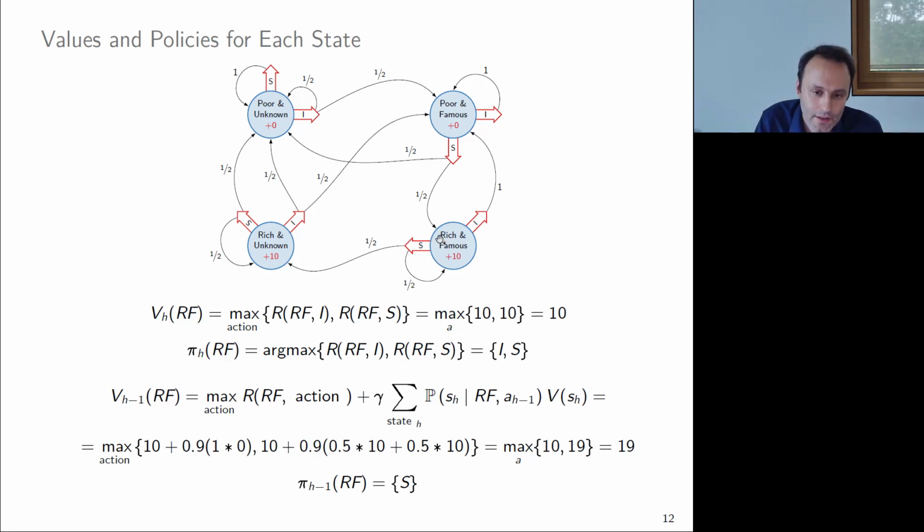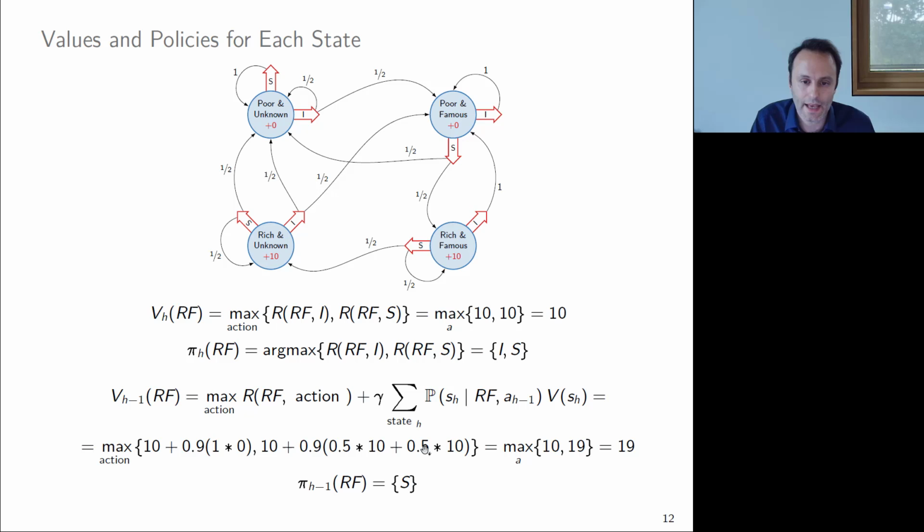So we get only a 10 in that case if we invest. But if we save, then we collect the 10 and have a 50% probability to collect the 10 in the future period by being rich and famous, or another plus 10 by being rich and unknown. So we have 0.5 times 10 plus 0.5 times 10, which is 10. We discount this by multiplying by 0.9, so we have a 9 here, and the 9 plus the 10 that we collect in the current period gives 19. And we take that one because it's higher than the 10.